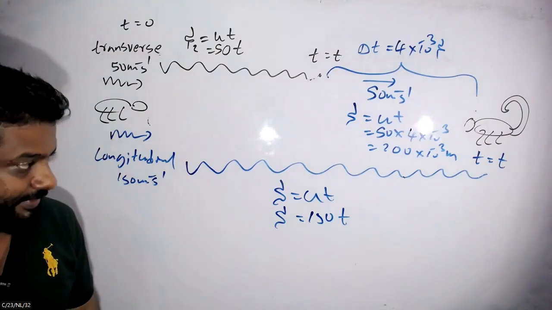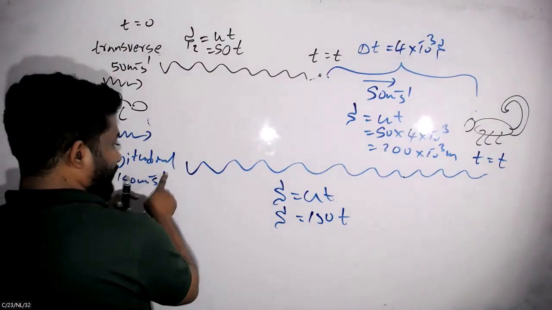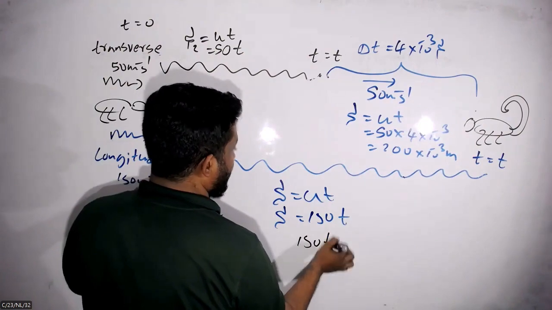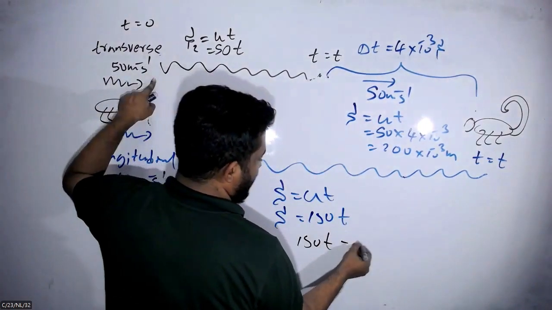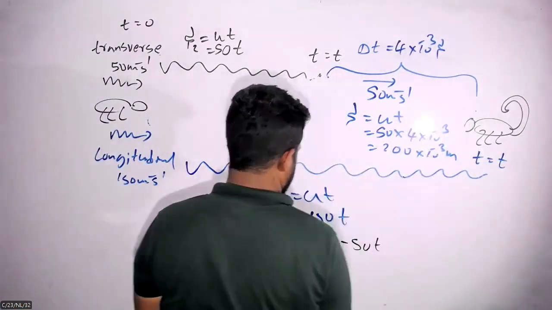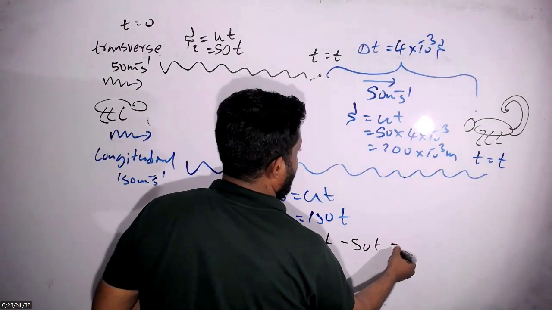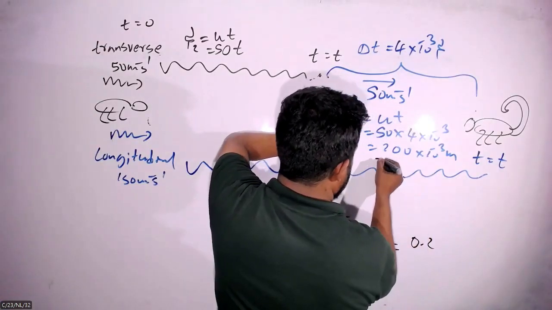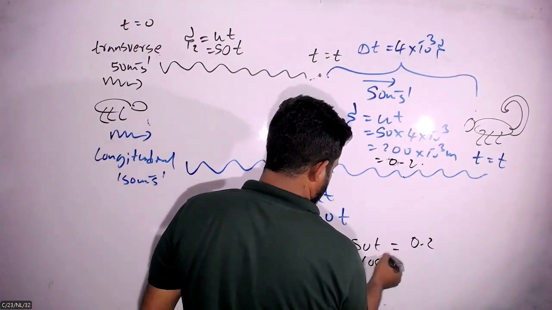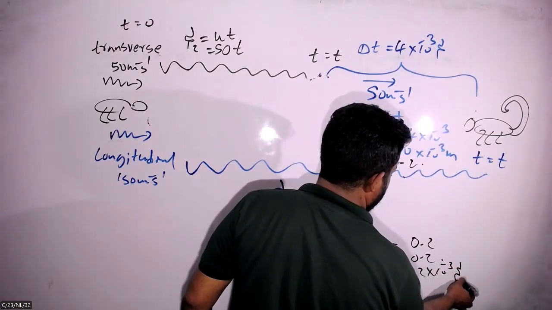Now you can write an expression for this gap. It should be equal to, from here to here, S1 is 150t, this gap minus 50t. Therefore the difference, 150t minus 50t, should be equal to 0.2. This is equal to 0.2, no? Then you can find t. 100t is equal to 0.2. Then t is equal to 2 into 10 to the power minus 3 second.